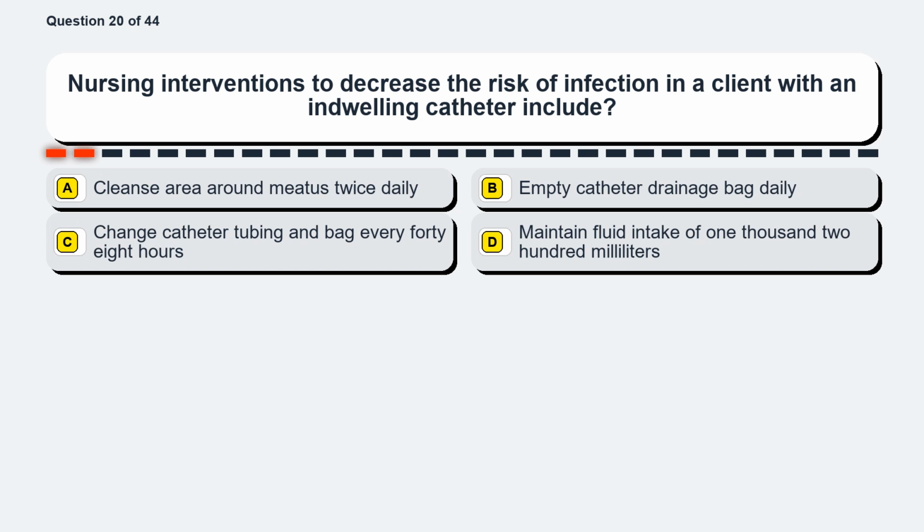Question 20. Nursing interventions to decrease the risk of infection in a client with an indwelling catheter include? Option A. Cleanse area around meatus twice daily. Option B. Empty catheter drainage bag daily. Option C. Change catheter tubing and bag every 48 hours. Option D. Maintain fluid intake of 1,200 milliliters.